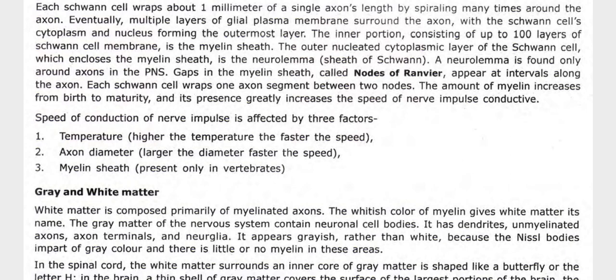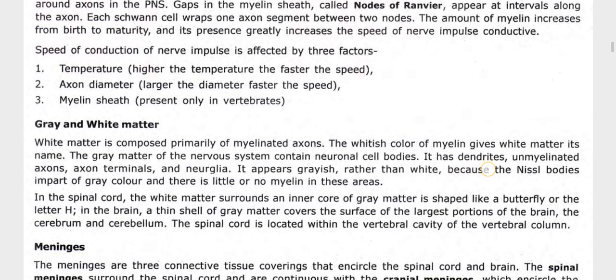Then the speed of conduction of nerve impulses is affected by three factors. Temperature: the higher the temperature, the faster the speed. Axon diameter: the larger the diameter, the faster the speed. And the myelin sheath, present only in vertebrates.